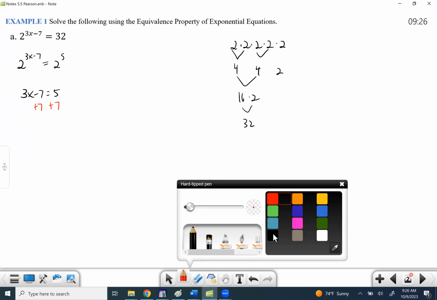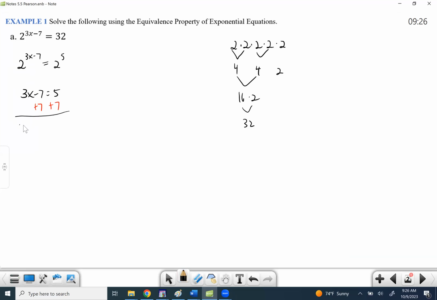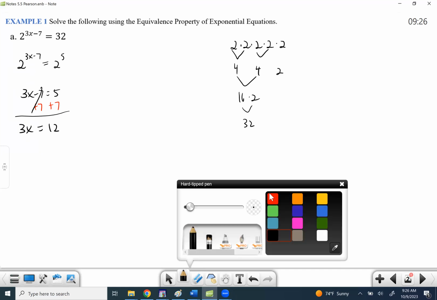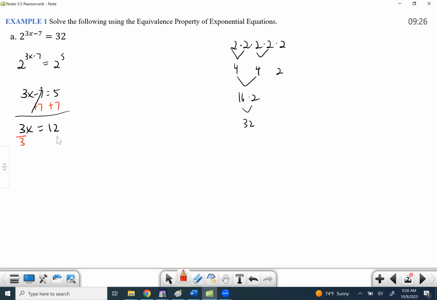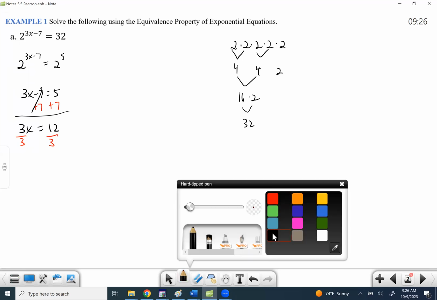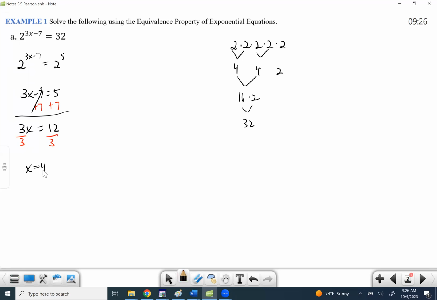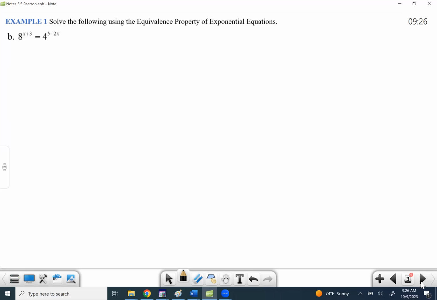Sorry for the glitching on the board here. All right, so we've got 3x equals, let me see if I can get it to stop glitching. There we go. Equals 12. And then we'll divide by 3 on both sides, and we get x equals 4. All right, let's keep practicing this because some of them are a little bit trickier than others.